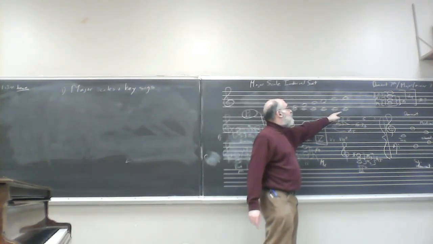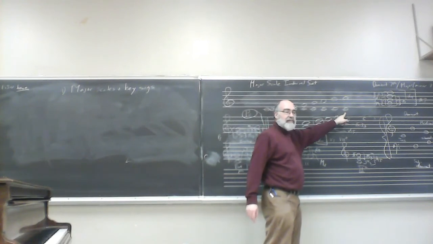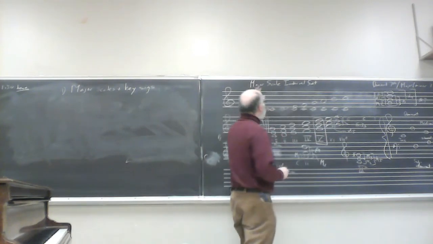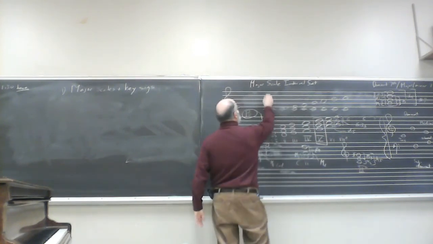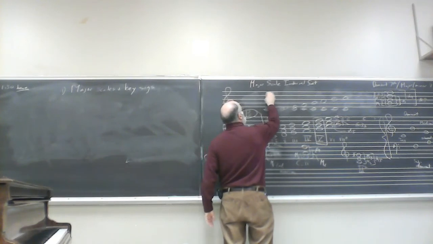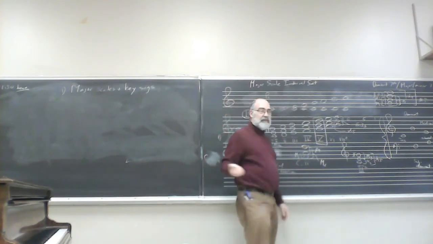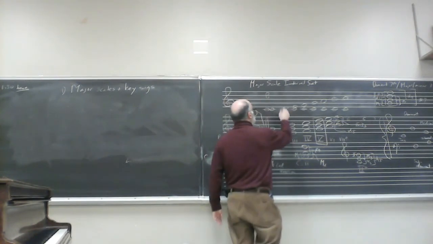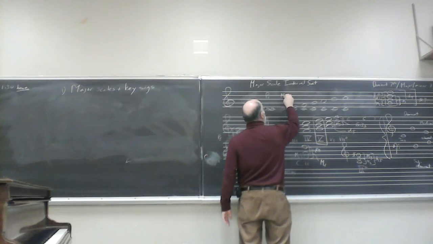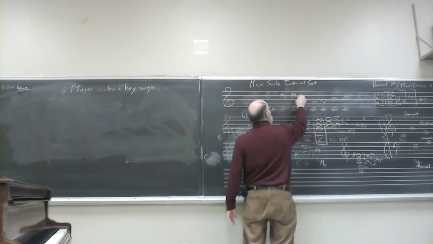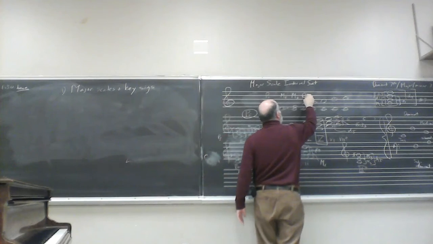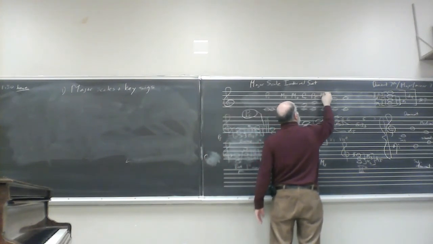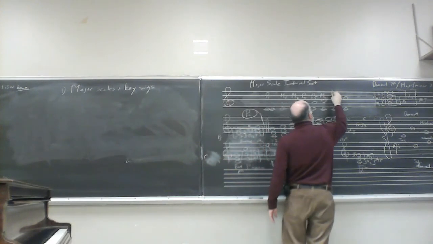Now, the major scale interval set is as follows. The unison is perfect. Can't possibly be otherwise, because the two are the exact same pitch. Then, the second is major. The third is major. The fourth is perfect. The fifth is perfect. The sixth is major. The seventh is major. And the octave is perfect.